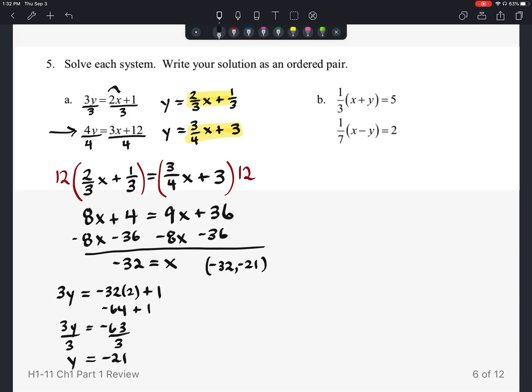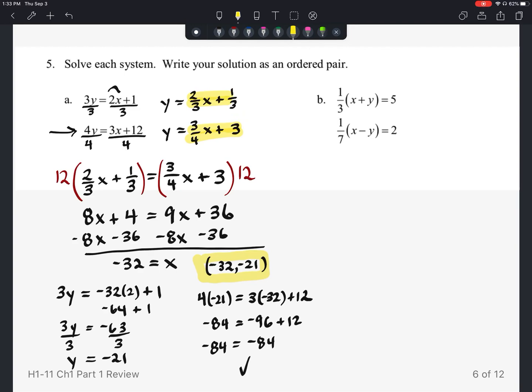To check if it's right, let's just plug it into this equation. 4 times negative 21 should equal 3 times negative 32 plus 12. Well, 4 times negative 21 is going to be negative 84. 3 times negative 32 is negative 96, plus 12 gives us negative 84 as well. And we can move on knowing that we have it correct. So the answer here, the point negative 32, negative 21.